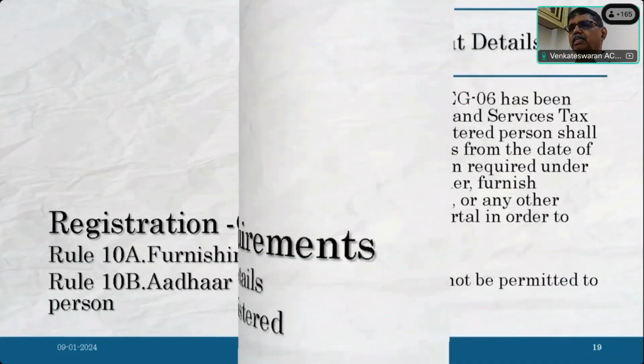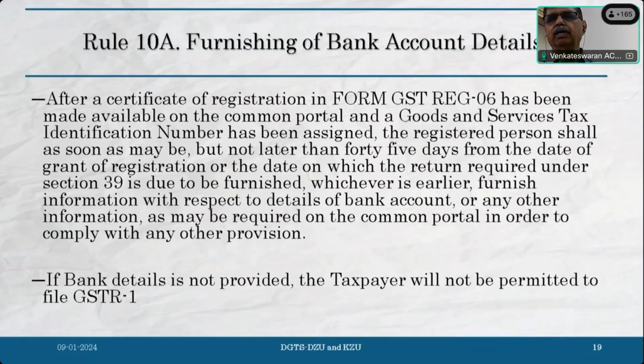Furnishing of a bank account is required in order to understand how you are paying and how you are going to benefit from the department. Any benefit, like your refund, if you want it, definitely needs a bank account. When you want to make payment, there is a need for your bank account. So now the bank account is made mandatory. Within 45 days of your registration, you have to upload the details of your bank account, or before furnishing the first return required under section 39, whichever is earlier. If you are not updating your bank account, you may not be able to file your returns.